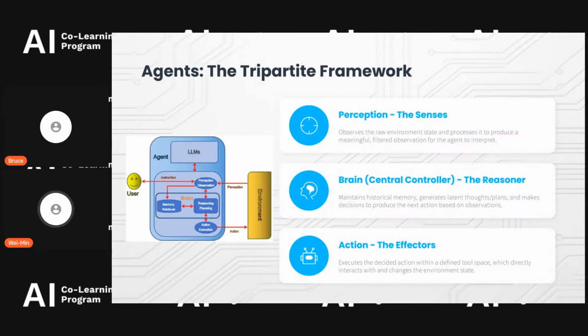Yeah, I just talked about the three-part framework for the agent: the perception, the sensor; the brain, which is a reasoner to maintain a historical memory and generate latent thoughts and plans and make decisions to produce the actions based on the observation; and also the action, which executes the action policy.